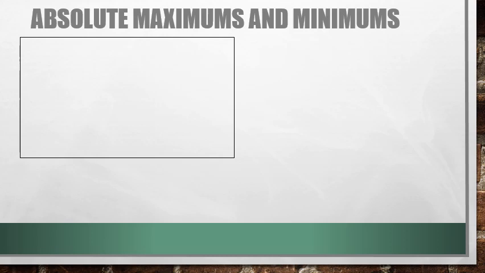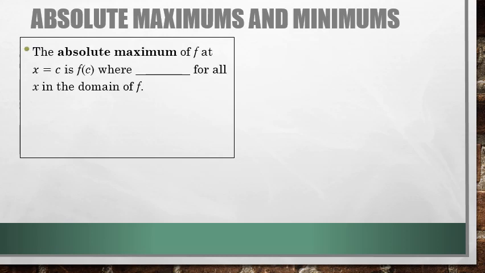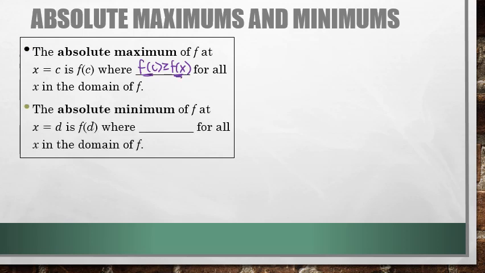Now let's talk about absolute maximums and minimums. The absolute maximum of f at x equals c is f of c, where f of c is bigger than or equal to f of x for all x in the domain of f. So all that this is saying is that it is the largest y value. It's bigger than any other y values for the entire function.